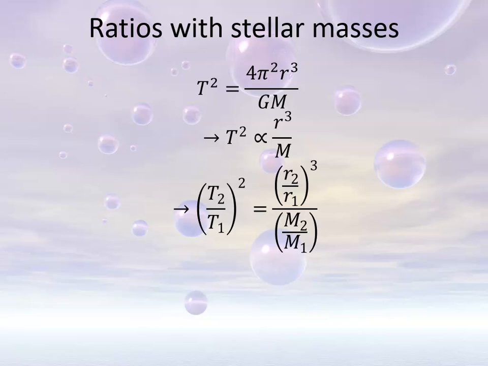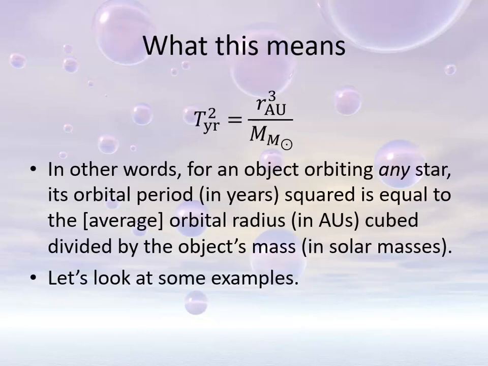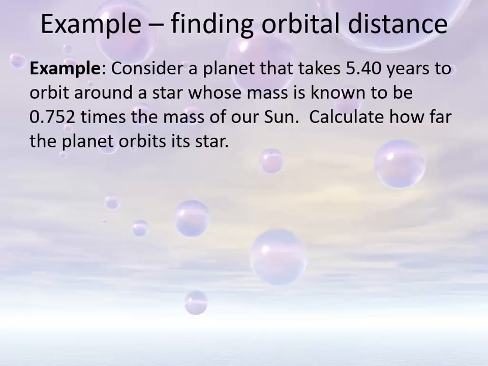And in particular, I'm going to use the fact that there is one particular planet that I know everything about. I know that it takes Earth 1 year to orbit our sun once, at an orbital distance of 1 astronomical unit. That's almost the definition of the astronomical unit, Earth's average distance from the sun. And what is the mass of our sun? Well, the mass of our sun is 1 solar mass. So what I can do is I can say, okay, orbital period squared in years is equal to orbital distance in astronomical units cubed divided by the mass of the object being orbited in solar masses. So with that in mind, let's look at a couple of examples.